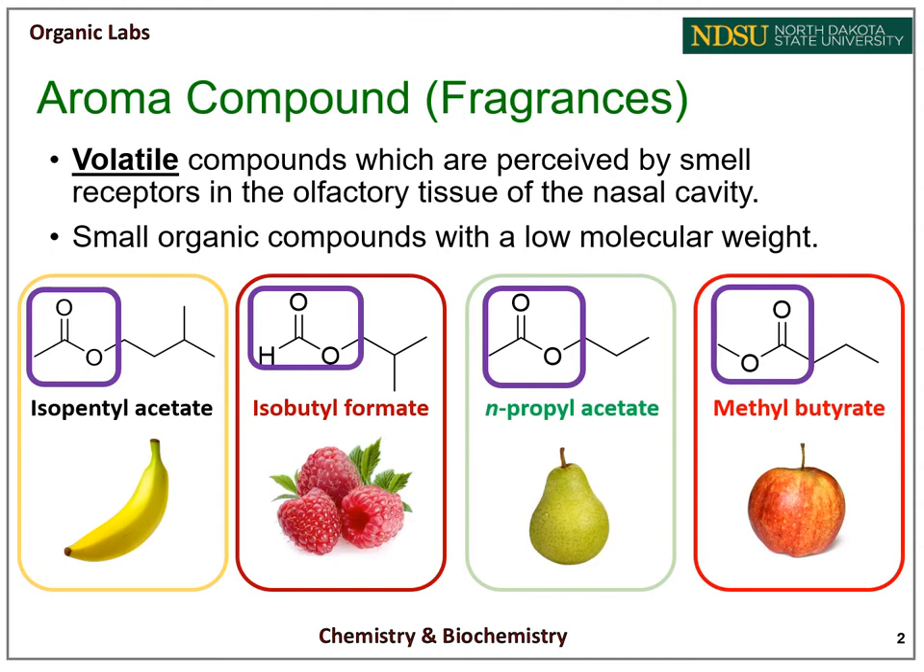Isopentyl acetate, which we will be synthesizing, has the familiar odor of a banana. Isobutyl formate smells like raspberries. N-propyl acetate is known for its characteristic odor of pears. Methylbutyrate has a fruity odor which resembles an apple or a pineapple. Let's move on to the next page to talk about the chemical reaction.